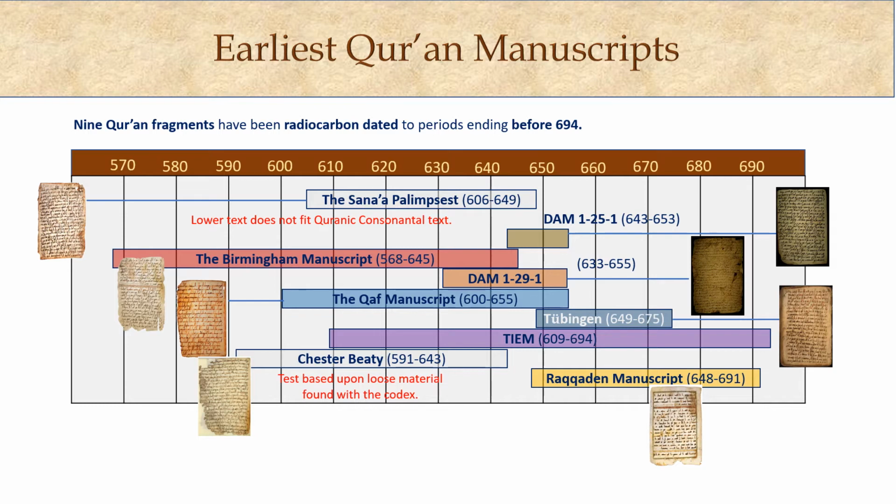pre-694 Qur'an manuscripts. Now, the date we are interested in, of course, is the earliest, latest date, so to speak. That is the last possible date upon which any one of these could have been written. We move the chart along. Once Chester Beatty has been taken out of consideration, the earliest, latest date is the Birmingham manuscript, which was created between 568 and no later, the scientists tell us, than 645.